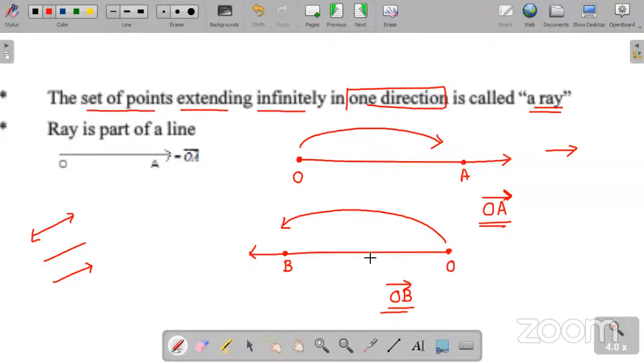And a ray is also a part of a line. For example, if you extend it like this, OA is a part of the line itself. Line segment and ray are parts of a line itself only.